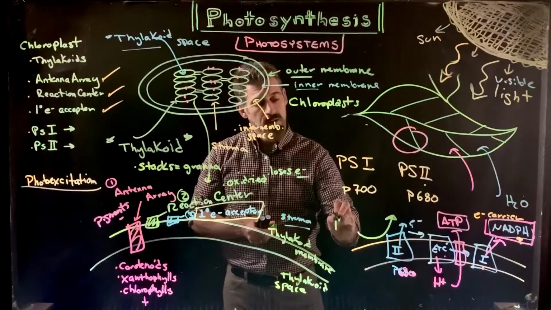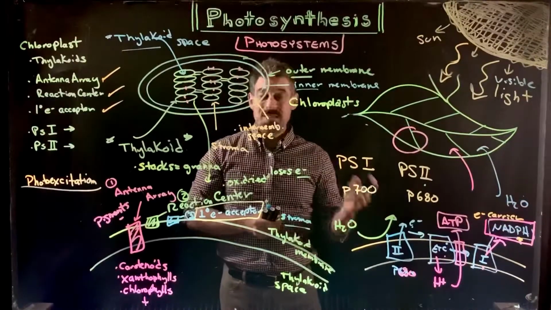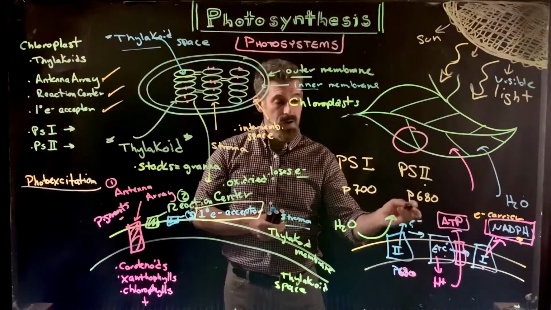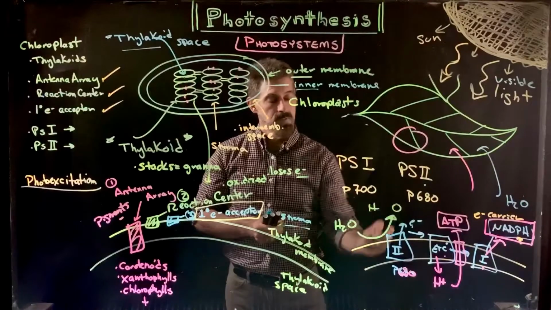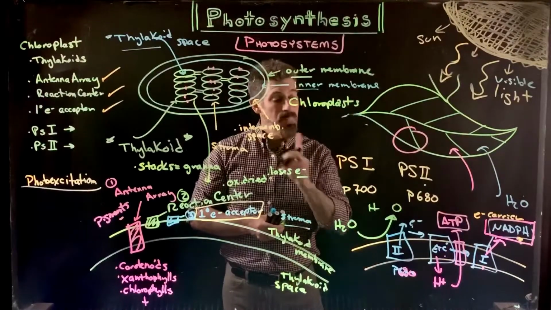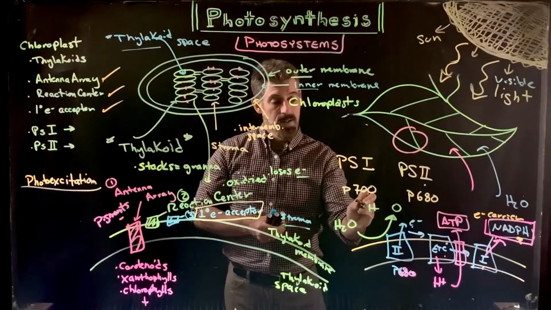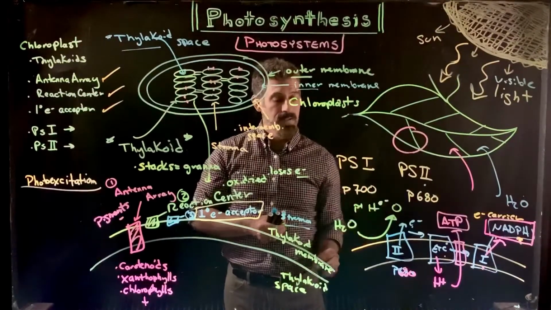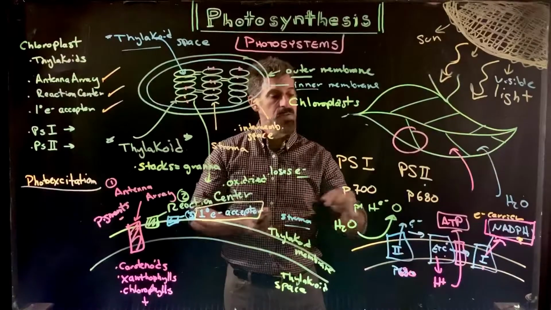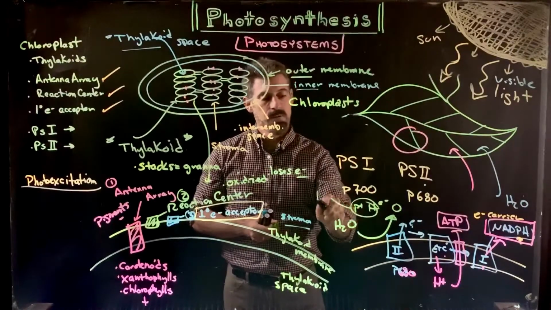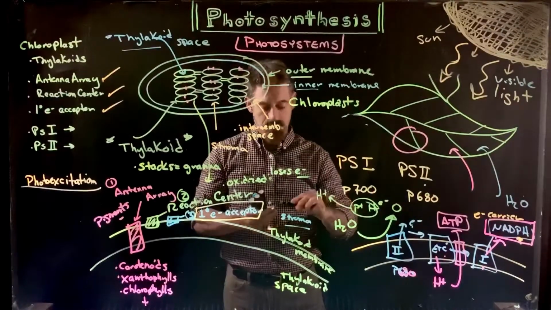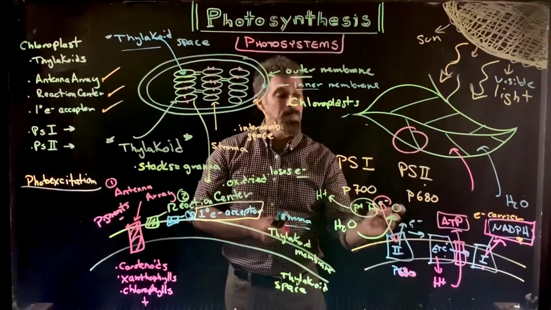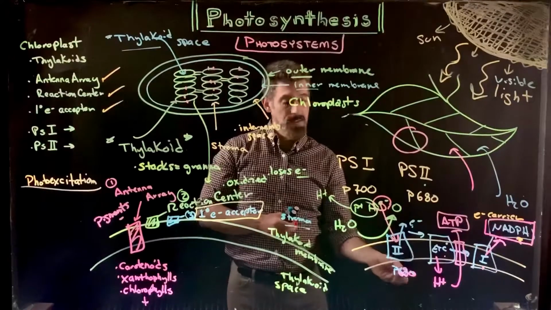And what they do is they use water. They split water into hydrogen and oxygen. Now, what happens in that process is that the hydrogens are then split into protons and electrons. The protons are put out into solution as hydrogen ions, and the electrons replace those lost by P680.